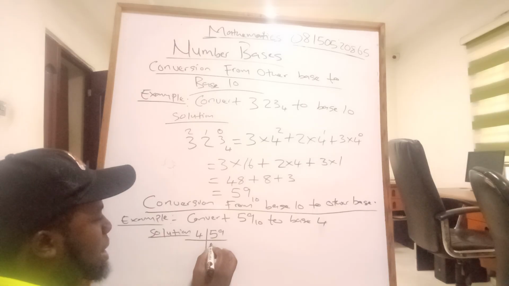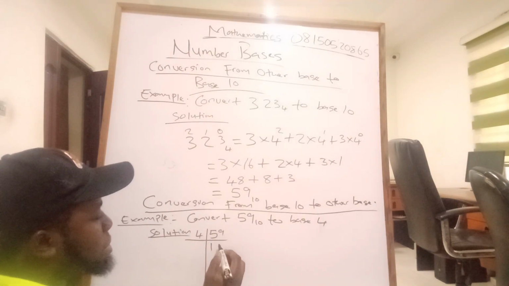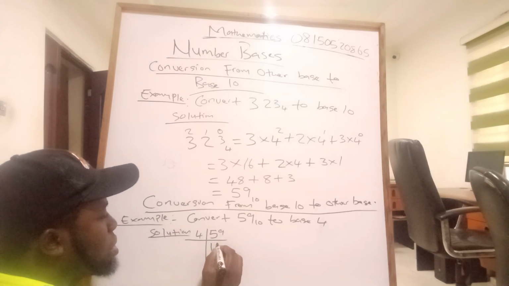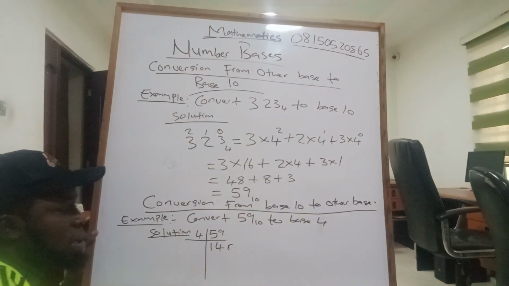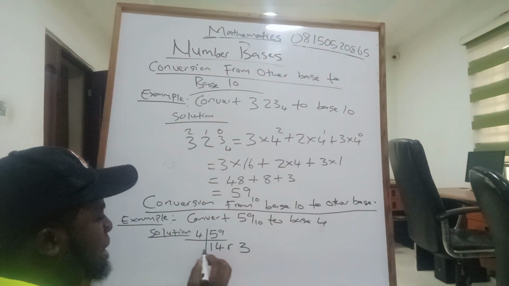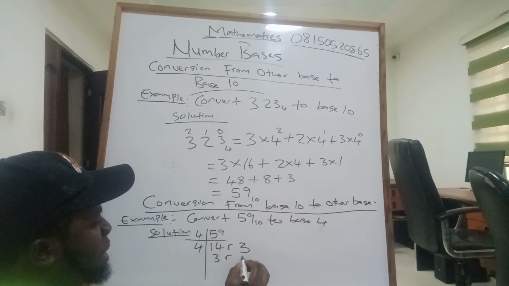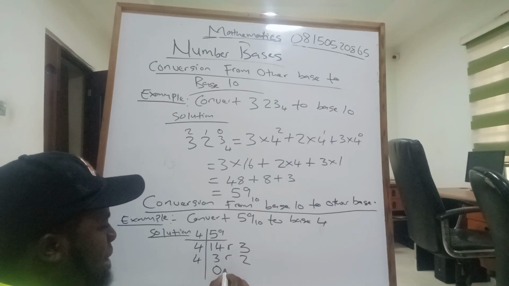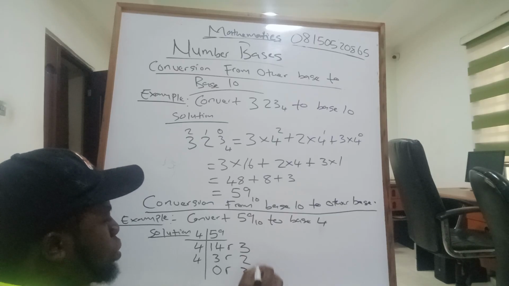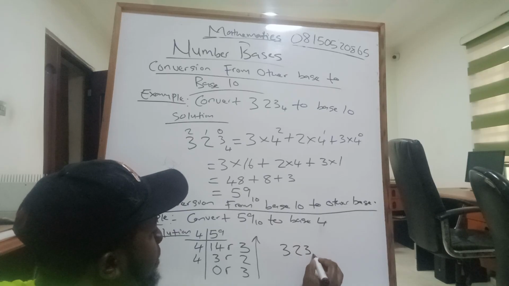4 in 5 is 1, remainder 1. 4 in 19. We all know that 4 times 4 is 16. So this will be 4. The remainder in 19 will be 3. 4 here again. 4 times 3 is 12. Remainder 2. Then 4 in 3. 4 cannot go in 3. So you write 0. Then you write the remainder, that same number, you put it down. Then you take the arrow, it is always up. So the answer is 3, 2, 3 base 4.